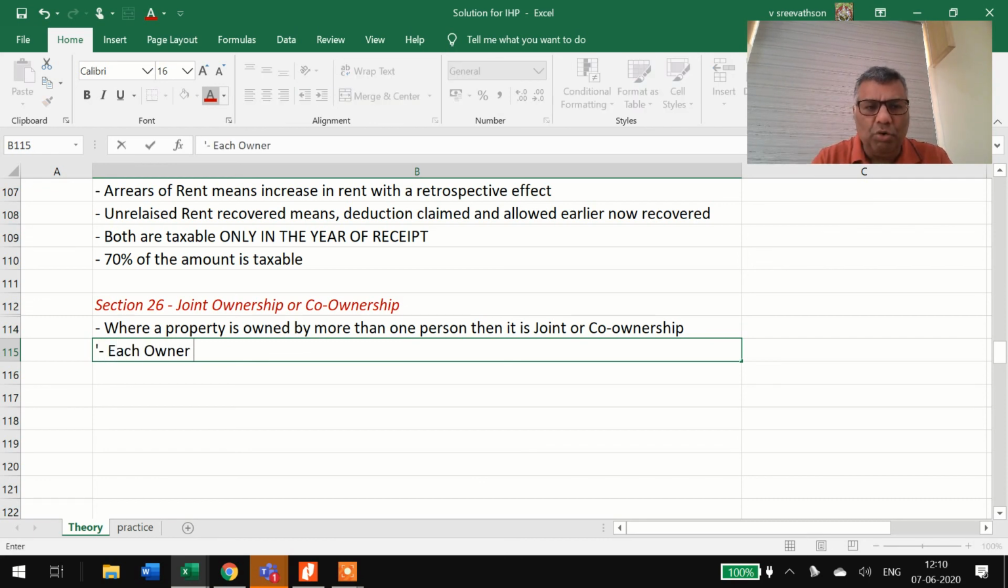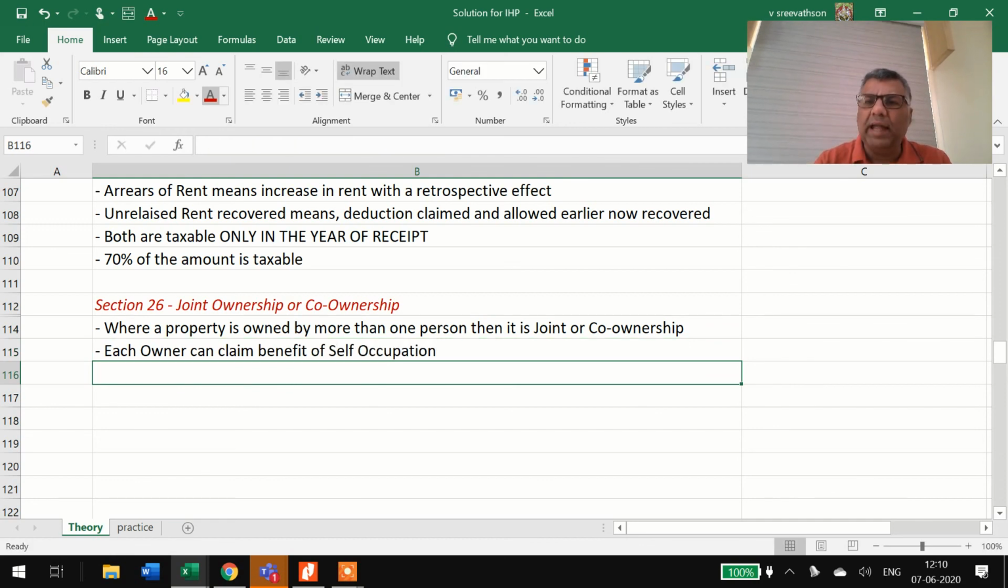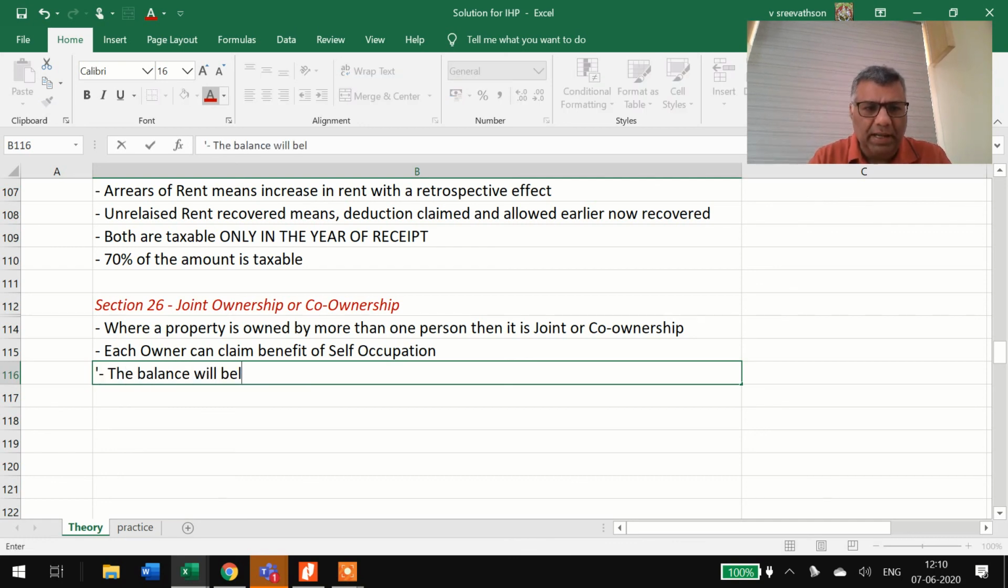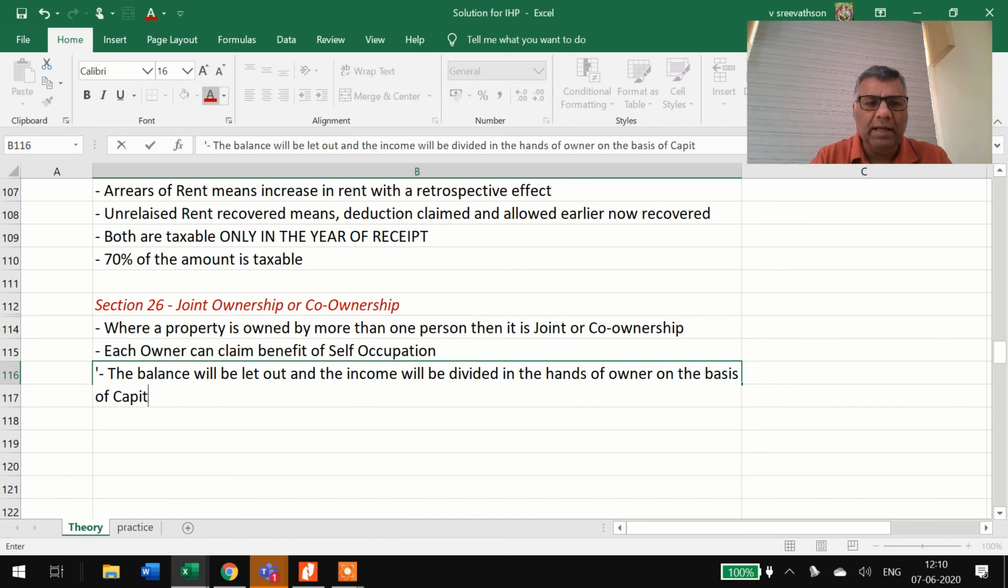Each owner can claim benefit of self-occupation. It can be claimed for two properties where it is nil. The balance will be let out and the income will be divided in the hands of owner on the basis of capital contribution.